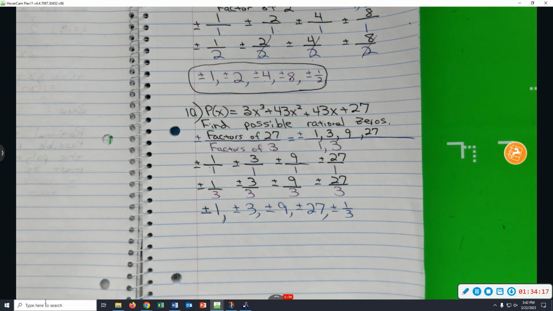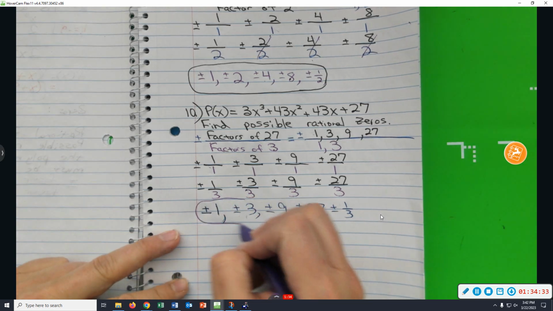Oh, this one's working out really nice. 3 divided by 3 is 1, we already have it listed. 9 divided by 3 is 3, we already have it listed.